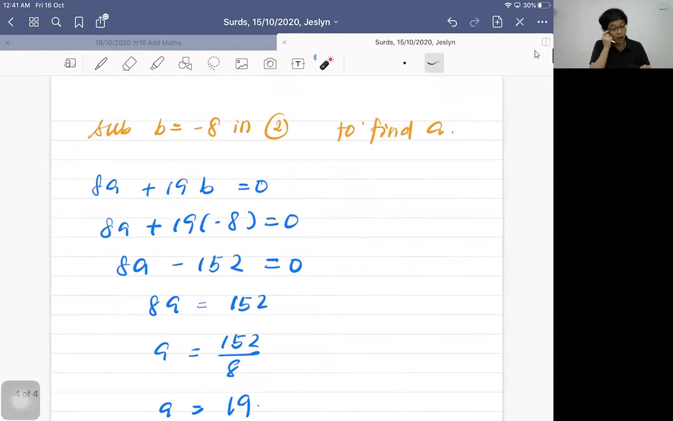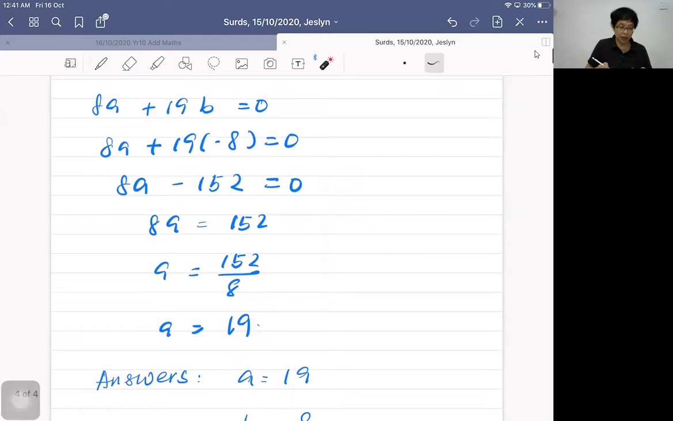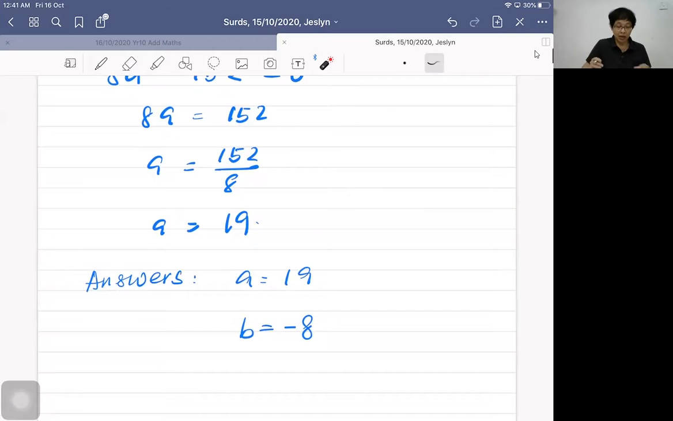From here onward, we can take any of the equations, equation 1, 2, 3 or 4, but I just wanted to go for the simplest. So I substitute B equals -8 into equation 2, to find A. The second equation is 8A plus 19B equals 0. I substitute the B into the equation, and all the way we got A equals 19. And there we go. So we got the answer: A equals 19 and B equals -8.